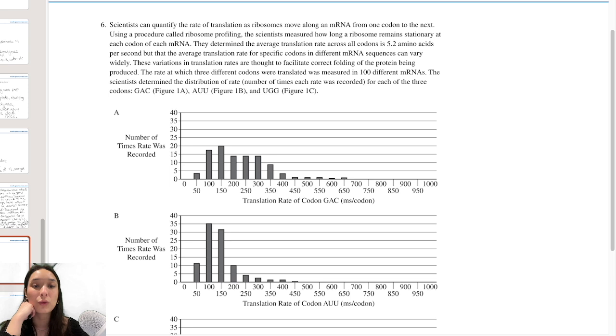The rate at which 3 different codons were translated was measured in 100 different mRNAs. The scientists determined the distribution of rate, so the number of times each rate was recorded.